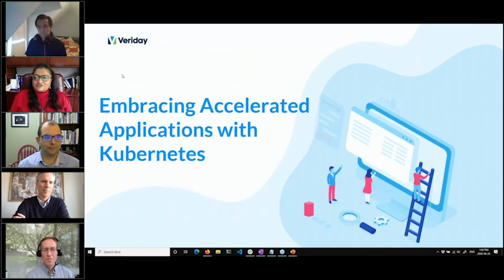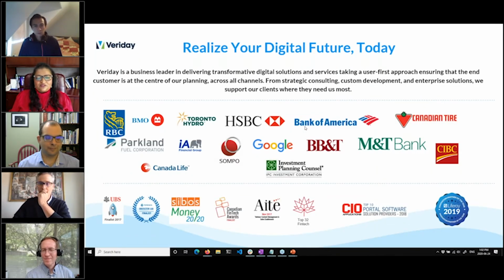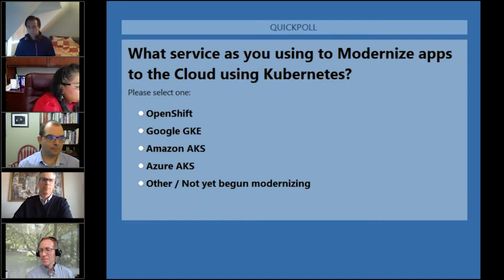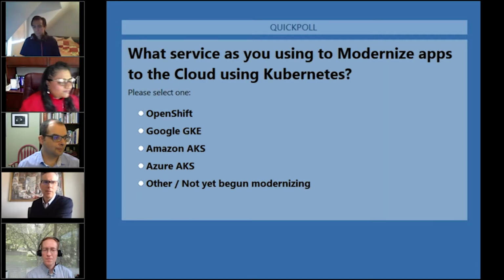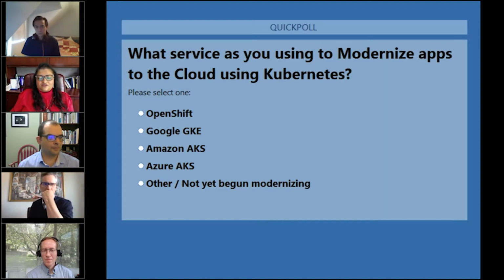So what I'd like to do first off is make sure that we understand a little bit about you guys. So I'd like to start with a couple of polling questions that I hope you can answer. Eric's going to put up the first one. What cloud service are you using to modernize apps in the cloud using Kubernetes? We see a lot of folks with OpenShift, some with Google GKE, others with Amazon EKS, Azure AKS, and we also have a lot of folks who haven't yet started. So where would you fall if you could just please take the poll?